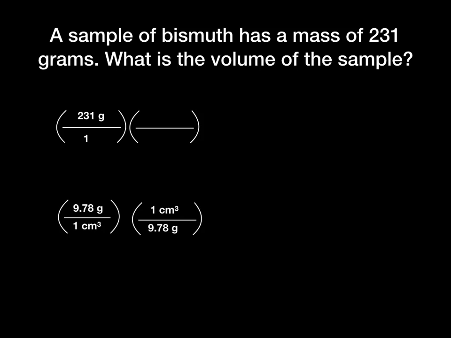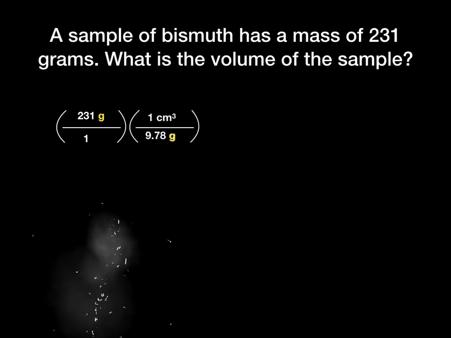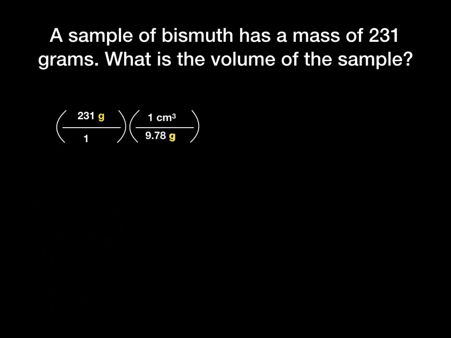Now, again, which one do we decide on? Which one do we use? Well, we let the units be our guide. Since this 231 grams up here in our known quantity has grams on the top, we need to cancel grams out. So we look at our conversion factors and we find the one that has grams on the bottom. And that's the one that we're going to use. So we're going to use this version of the conversion factor and just plug it in up here.